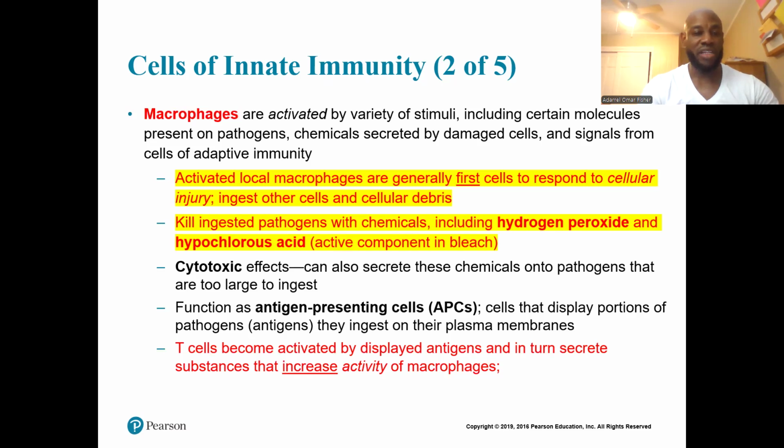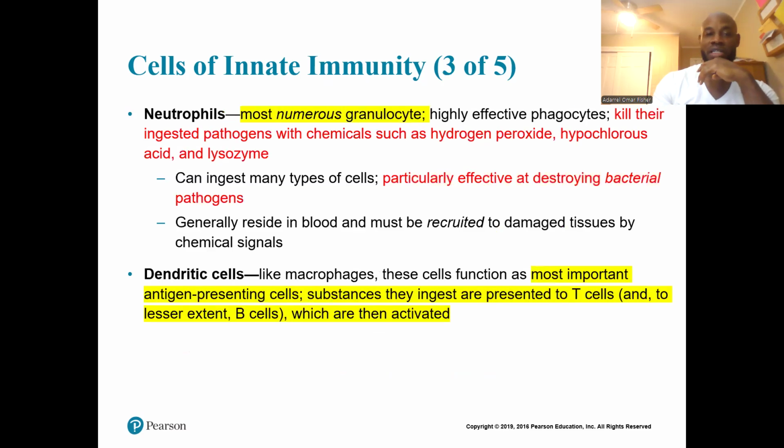Macrophages. Activated local macrophages are generally the first cell to respond to cellular injury, ingest other cells and cellular debris, kill it with hydrogen peroxide and hypochlorous acid, so whatever it's ingested is killed. Also have a cytotoxic effect, can secrete chemicals onto the pathogen, ones that are too large to ingest and kill them that way. T cells become activated by displayed antigens that macrophages can display, and in turn secrete substances that increase activity of macrophages. So they're usually the first to respond.